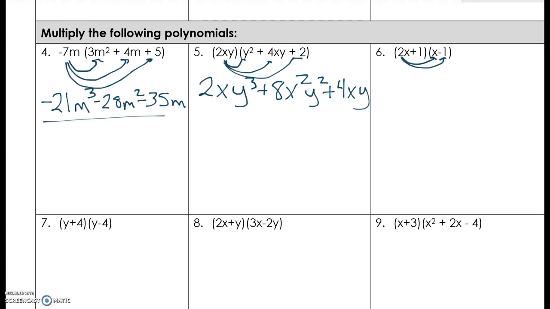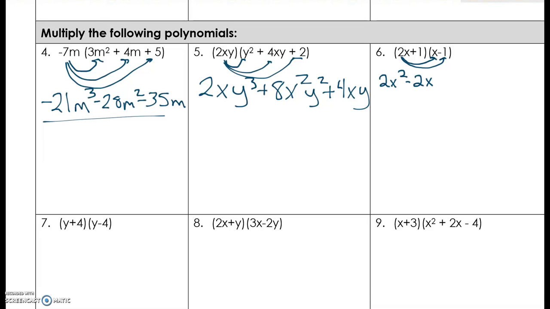All right, so I am just going to use the distributive method to demonstrate how to do that problem. So 2x times x is 2x squared. Very good. 2x times negative 1 is a negative 2x.